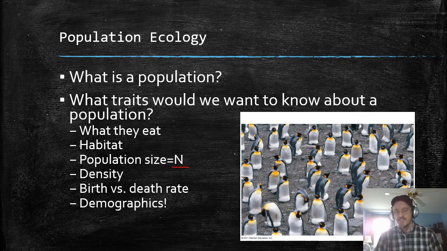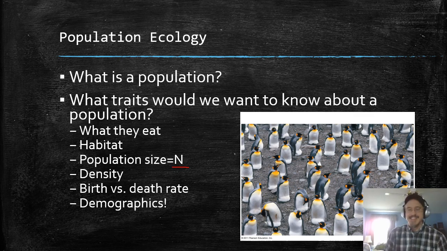Capital N stands for the entire population. That's the symbol for the whole population, capital N. Okay? So when we study little samples of a population, we're trying to infer what the whole population is like, but usually we can't study an entire population. We can only study samples to understand the population.